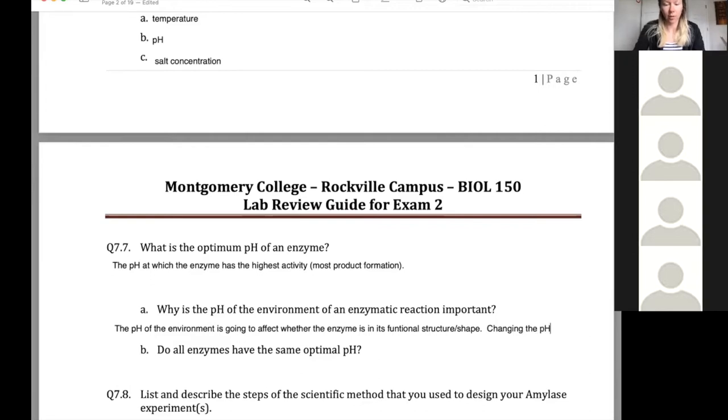I'm changing the pH of the environment. Oh, that got cut off. Oops. So yeah, changes in pH, like we mentioned up here, can denature the enzyme. And if it doesn't have that structure, it's not going to have that function. That's the big theme here.